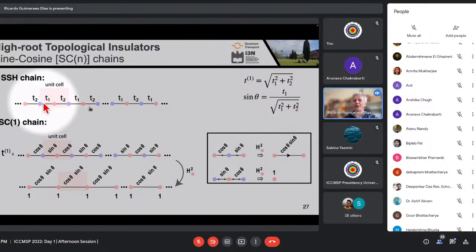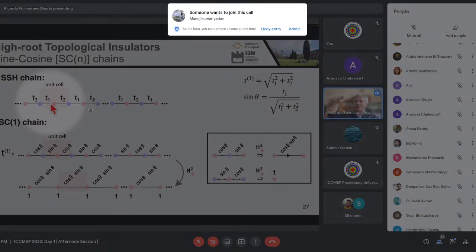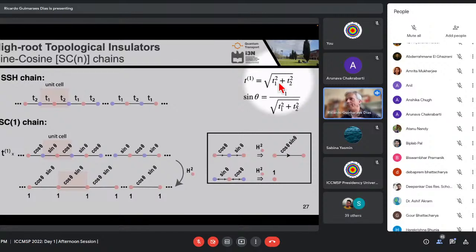The SSH chain, as I told you before, has a unit cell with two sites, and the hopping terms are t1, t2, t1, t2, and so on. If we divide these hopping terms by the square root of t1 squared plus t2 squared, then t1 over the square root becomes a sine, and t2 over the square root becomes a cosine. So we get this chain over here: sine, cosine, sine, cosine, sine, cosine, and so on.